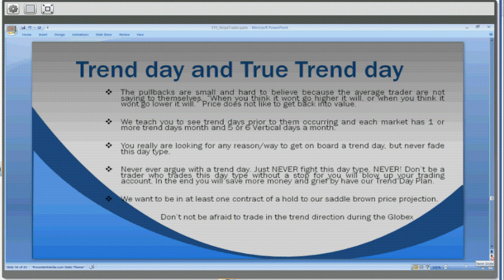You really are looking for any reason to get on board a trend day. Never fade it. Never, ever argue with a trend day. Just never fight this day type. Never, never, never. Don't be a trader who trades this day type without a stop, because you're going to blow up your trading account. If you're a divergent trader, going against the trend, you're going to blow up your account in the end. You'll save more money and grief by having our trading plan or just even knowing how we define a trend day. And you do want to try being a buy and hold on a trend day.